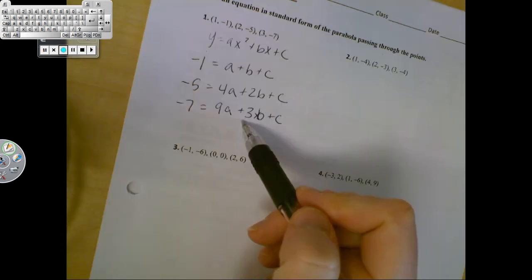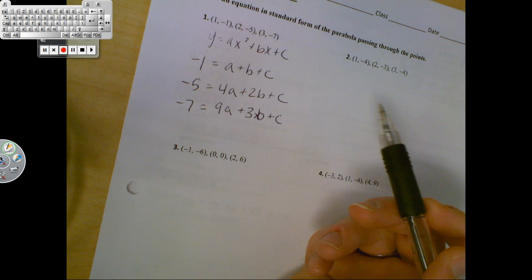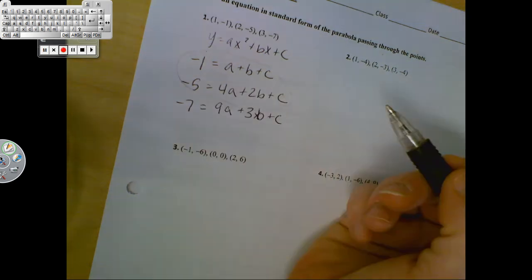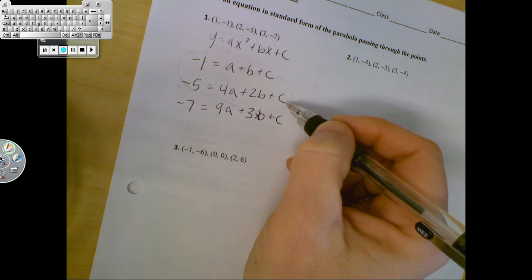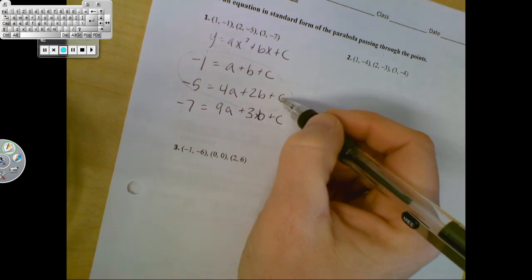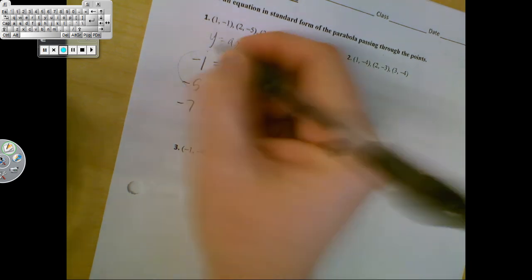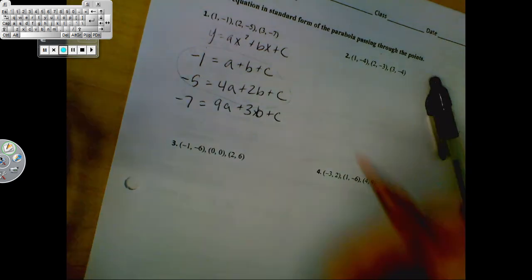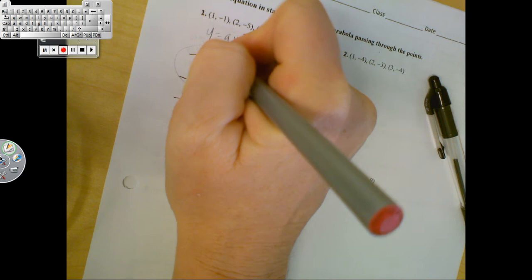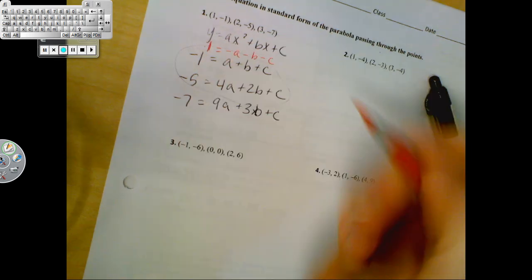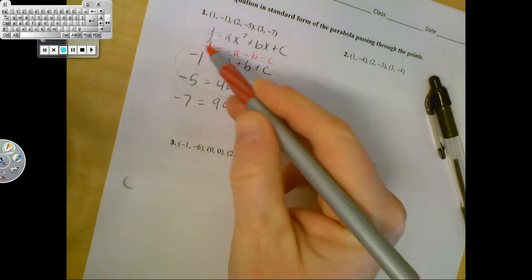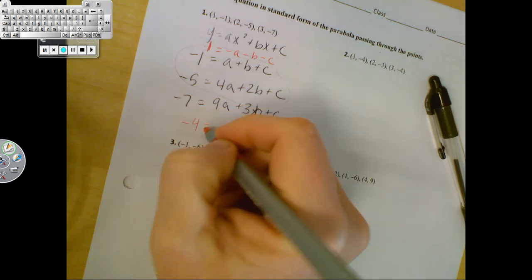So now I have a system of 3 equations with 3 unknowns. I have to make a variable go away. I'm going to use these 2 equations and just multiply through by -1 so that the c's will go away. So if I multiply this top equation by -1, maybe I'll try a different color, I get 1 equals -a minus b minus c.